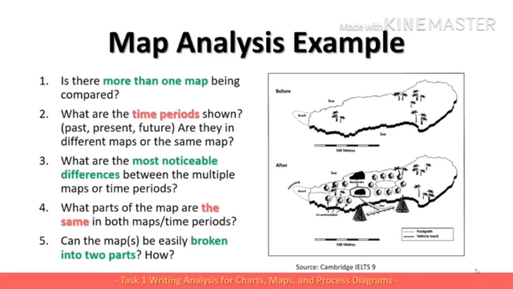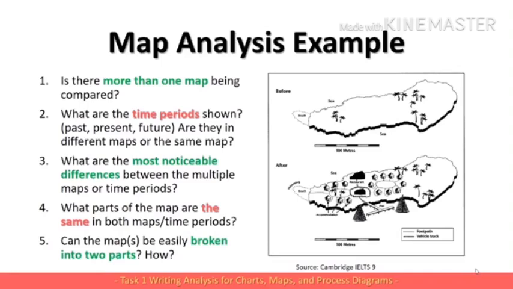And then number 5, can the map be easily broken into 2 parts? How? This is quite an interesting question. Can it be easily broken into 2 parts? Well, if I were writing this, how would I break it down into 2 parts? You could write one about the different buildings that have been built, and also about the transport networks that have been made, the footpath and vehicle path. We can see this legend down here on the bottom right where it says footpath and vehicle track. And so that's an important feature of this map. We don't want to skip that.